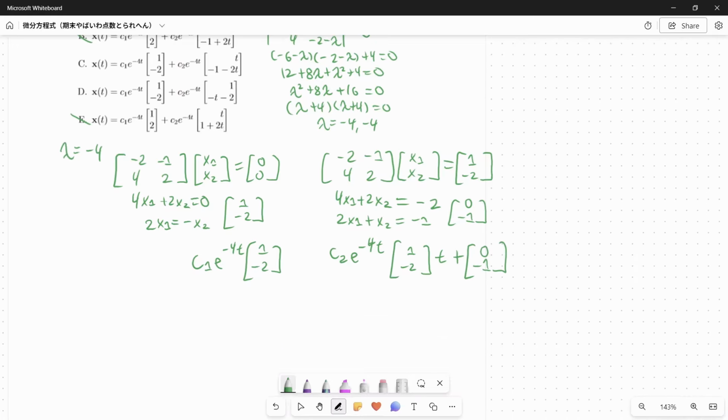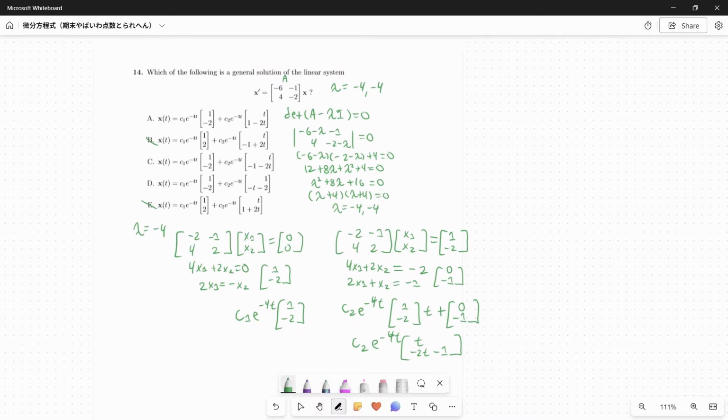And then we can simplify this a little bit, and we'll end up with a solution that looks like e to the negative 4t times the vector t and negative 2t minus 1. And now we have two linearly independent solutions.